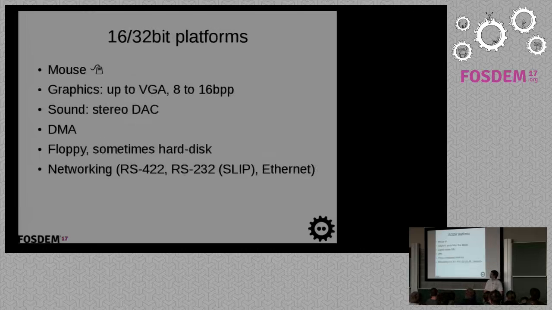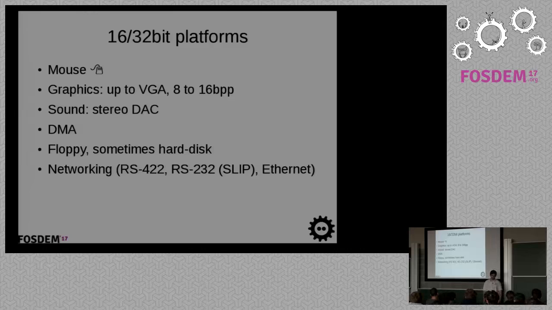Yeah, so those platforms were a bit better. Most had a mouse and graphics up to VGA or something. Sometimes 256 colors, sometimes better. Most had sound, and usually floppy drives. And lucky people had a hard drive, and it was getting better for networking. Ethernet wasn't really a standard at the time.